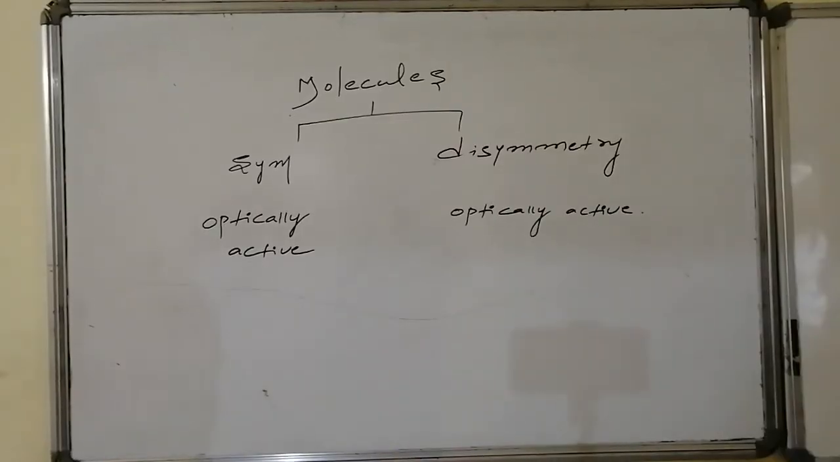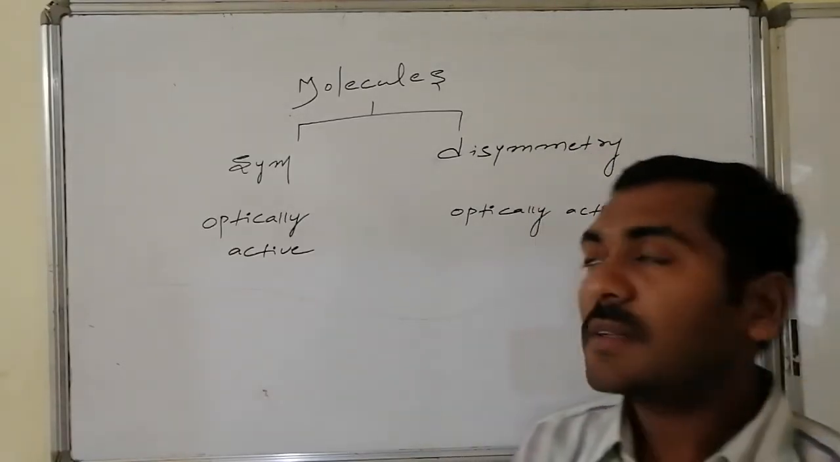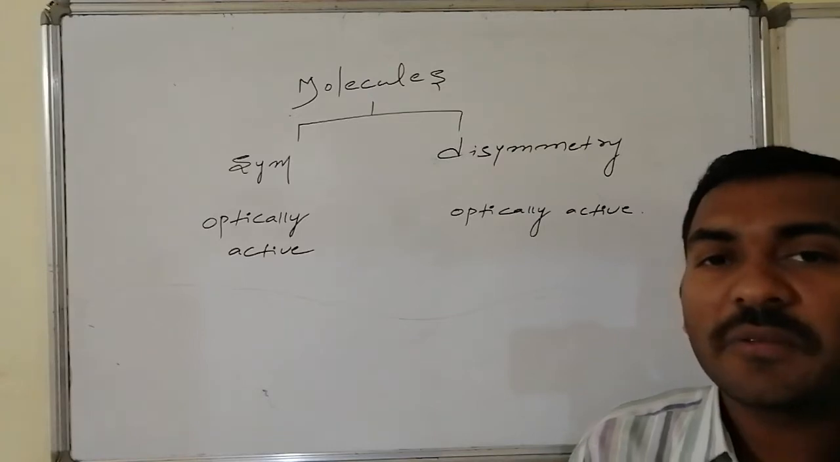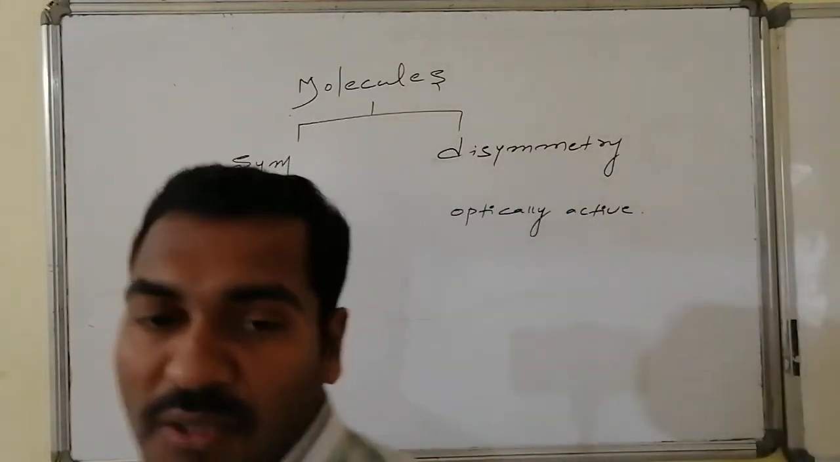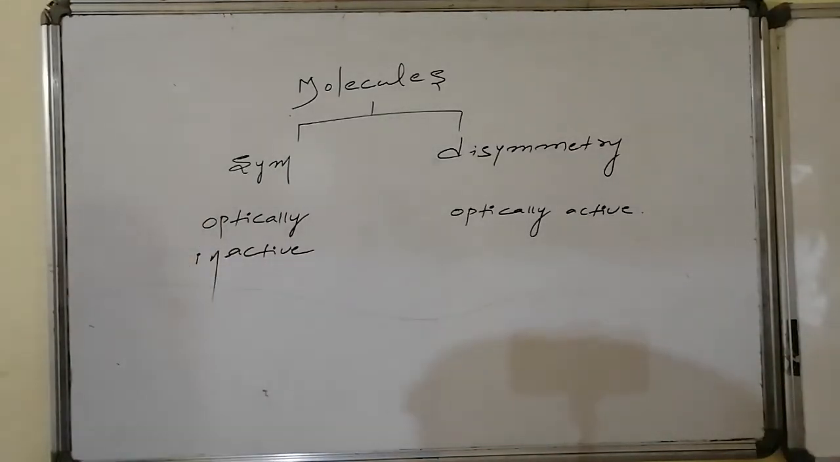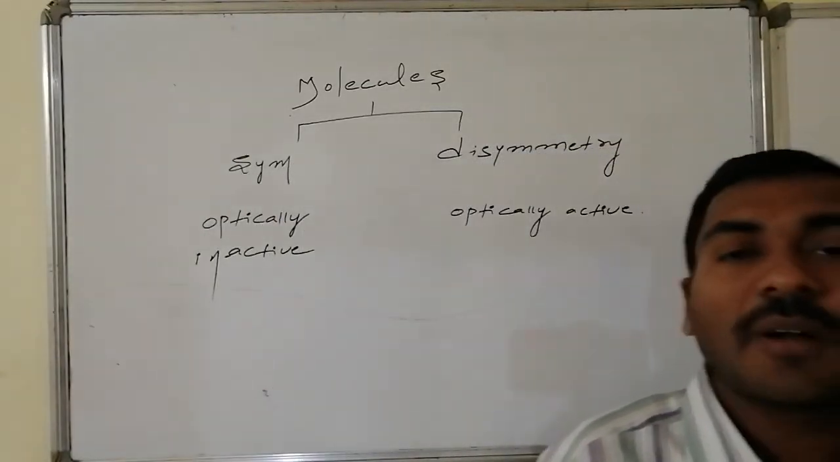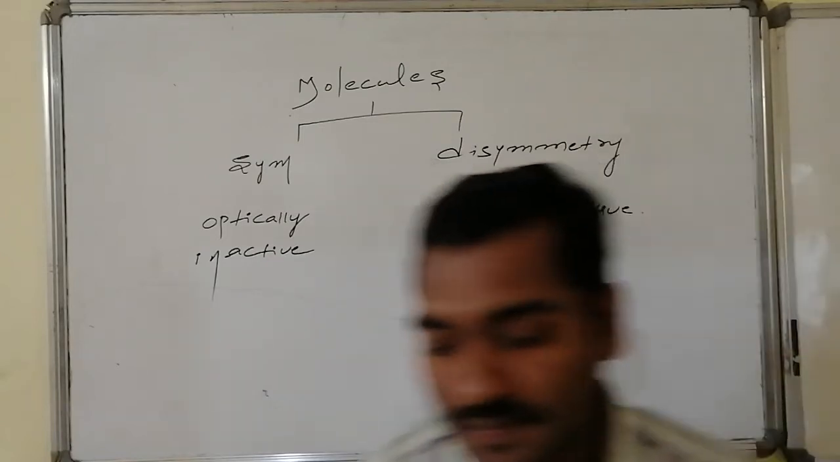Yes, friends, from the last discussions related to optical activity, we came to know that molecules having symmetry are said to be achiral molecules and those are optically inactive, whereas molecules which are having dissymmetry, which are having non-symmetry, are said to be dissymmetric molecules. Dissymmetric molecules are chiral molecules and chiral molecules are optically active molecules.